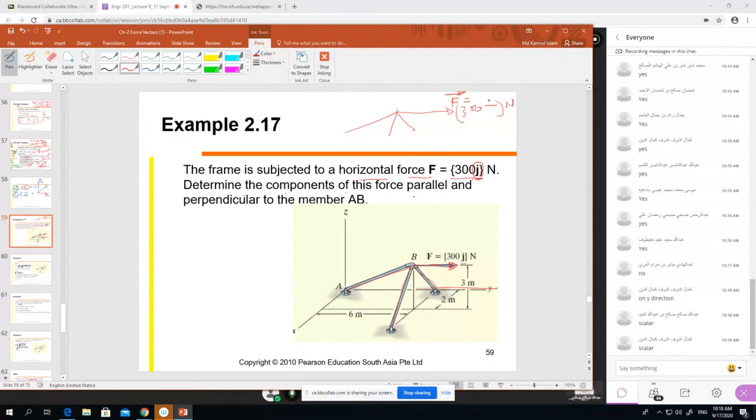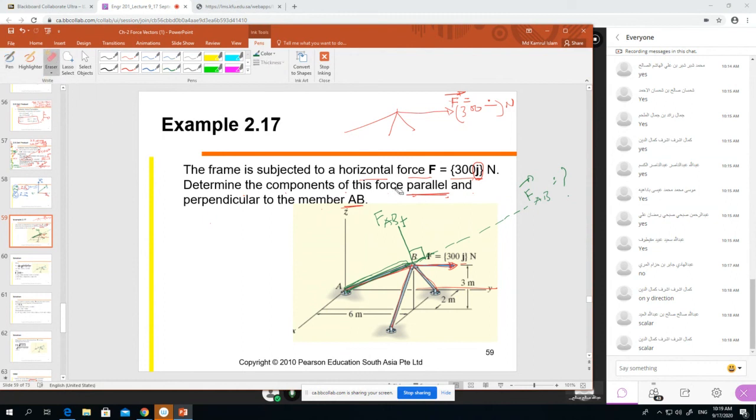Determine the component of this force parallel and perpendicular to member AB. What is the member AB? This is the member AB, which I draw in green color. Parallel to AB means along this line. Perpendicular means perpendicular to this. So this is the thing they want from us.